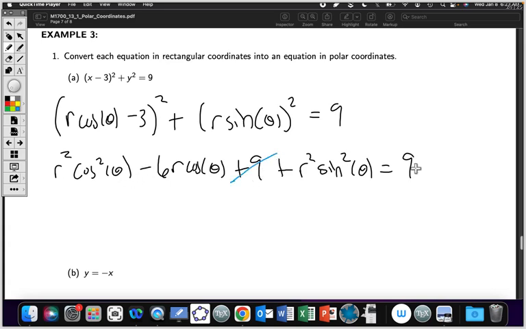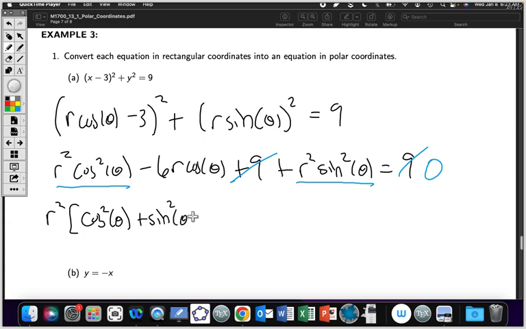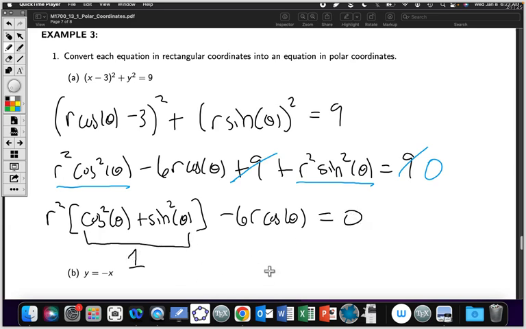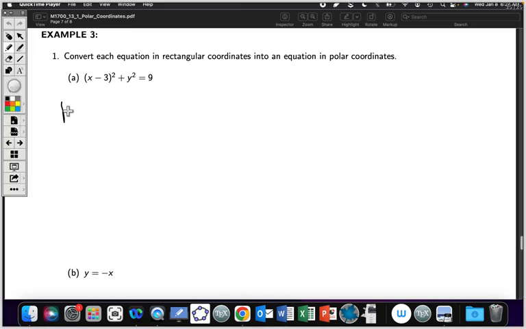I could subtract 9 off both sides. And now I've got r squared cosine squared theta plus r squared sine squared theta. I can factor out that r squared. And look what I get. R squared times cosine squared theta plus sine squared theta, which is 1. So I get r squared minus 6r cosine theta is 0.